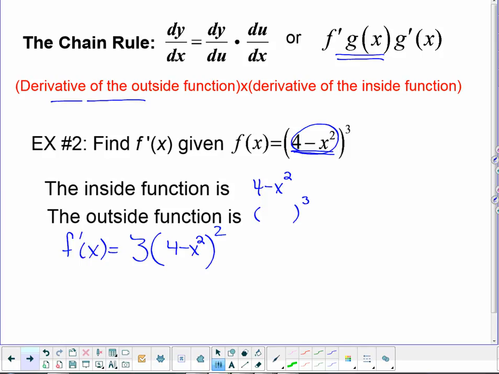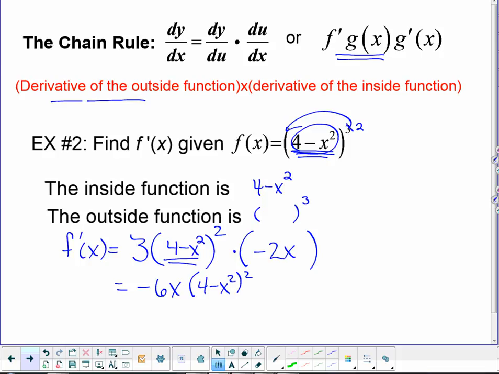It's my inner function, 4 minus x squared. Often I think of this as just take the derivative of the outer, so 3 comes down, changes to a 2, and leave the inside alone. So here's leaving the inside alone. Multiplied by, here's the chain reaction now, the derivative of the inside function. And the derivative of the inside function will be negative 2x. And finally, let's clean this up. So I'd have negative 6x times 4 minus x squared. And I think that's a good spot to leave that function at.